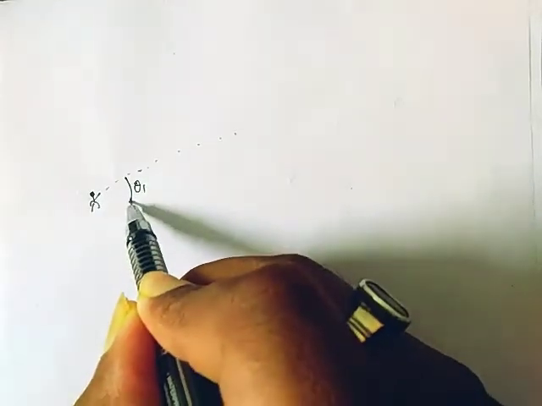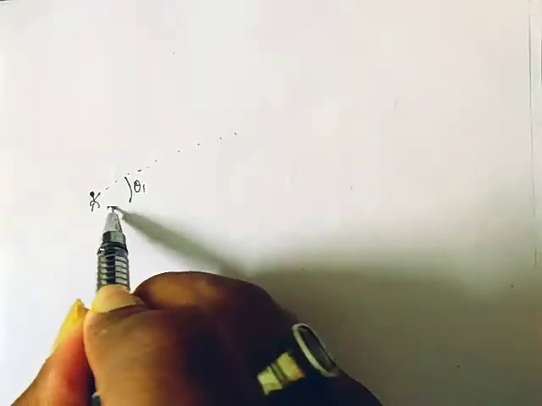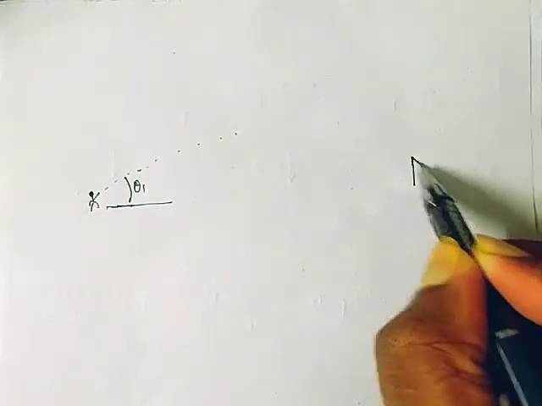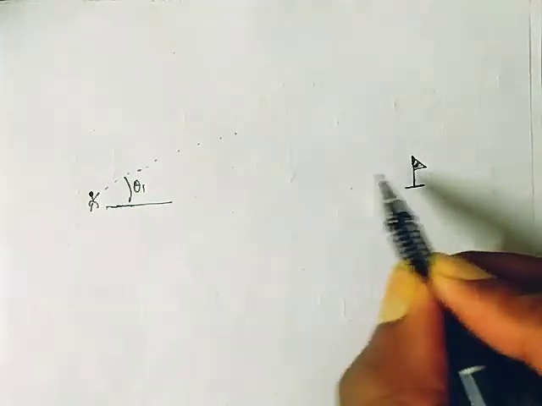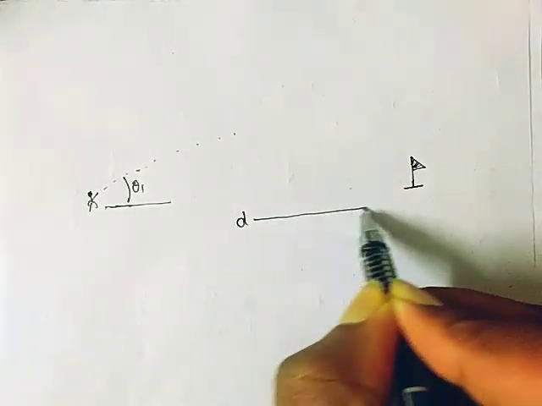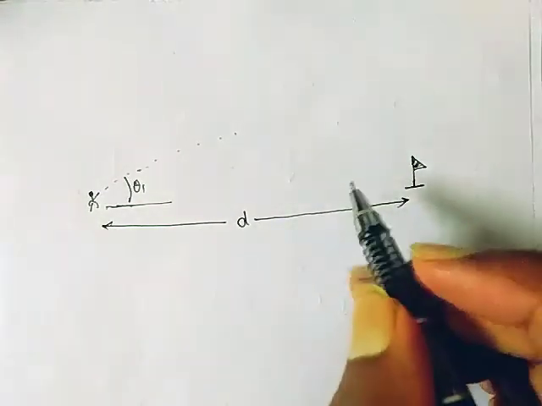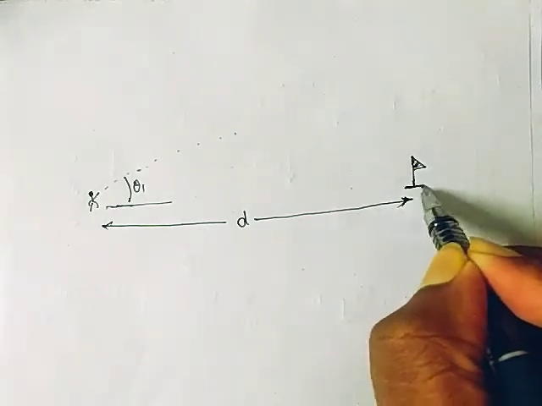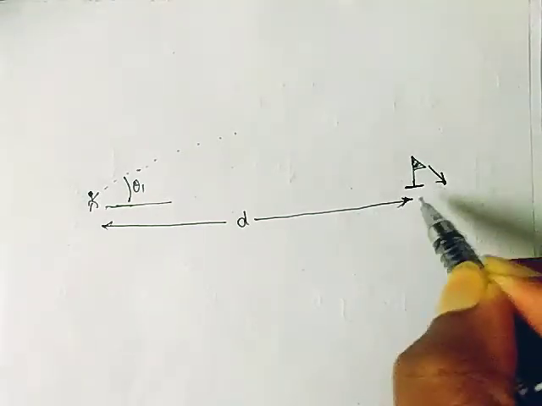Once, when he throws this javelin with an angle theta 1 with the horizontal, he tries to reach the aim, but it missed. If I say the aim which is targeted to reach is at a distance d from here, then he just missed this aim, and the javelin strikes here.